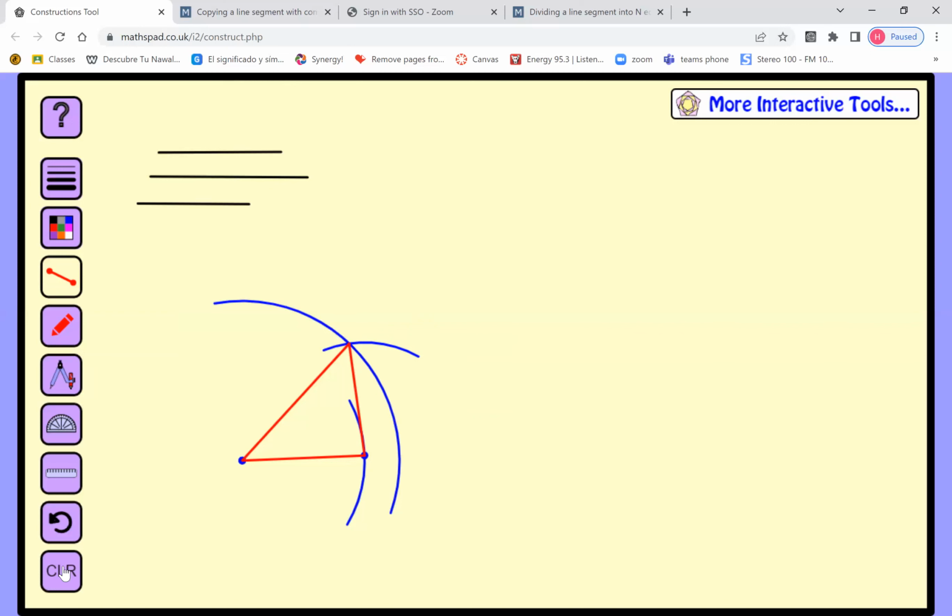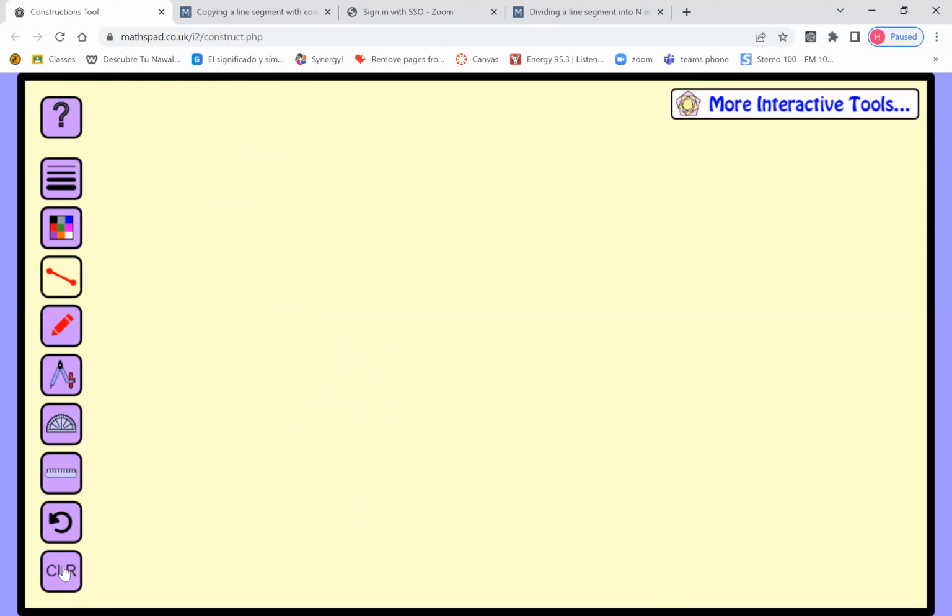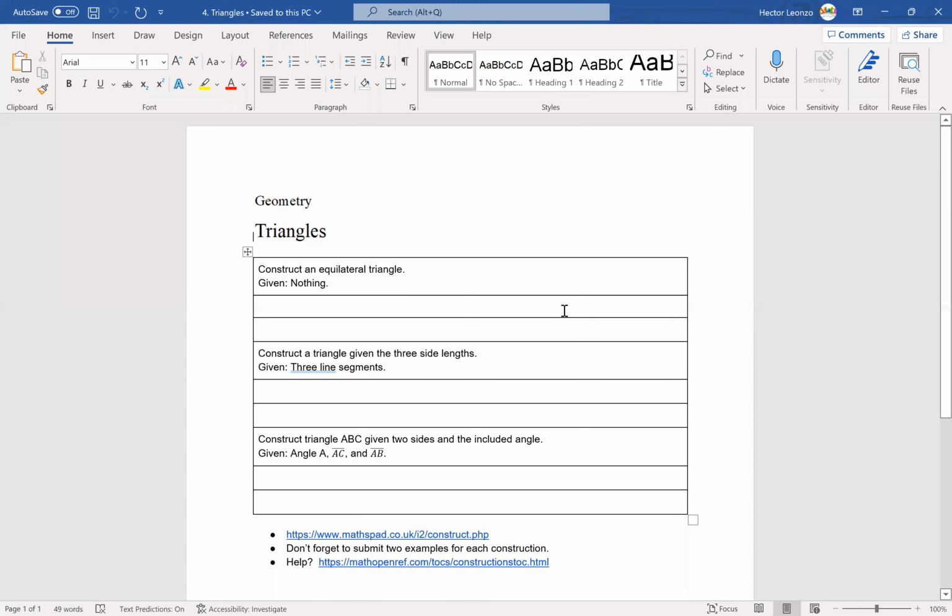Okay. Don't forget to do 2 constructions of each and include it on your homework. Now let's take a look at the last construction for this thing. So we're going to construct triangle ABC given 2 sides and the included angle. Given angle A and segment AC, segment AB. Okay. So let's take a look.